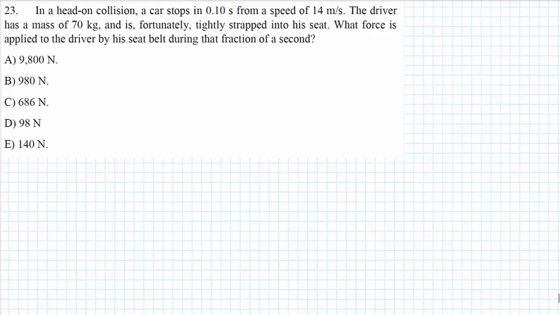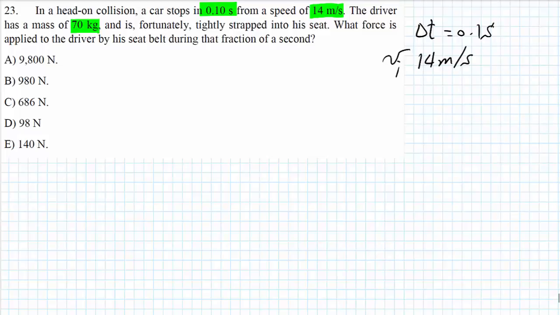In a head-on collision, a car stops in 0.1 second from a speed 14 meters per second. The driver has a mass 70 kilogram, fortunately tightly strapped into his seat. What force is applied to the driver by his seat belt during that fraction of second? So the information here, we have a head-on collision. The time of this collision was 0.1 second. The initial speed of the object was 14 meters per second. That's the initial speed. What about the final speed? The final speed is 0 because the car stopped after the collision.